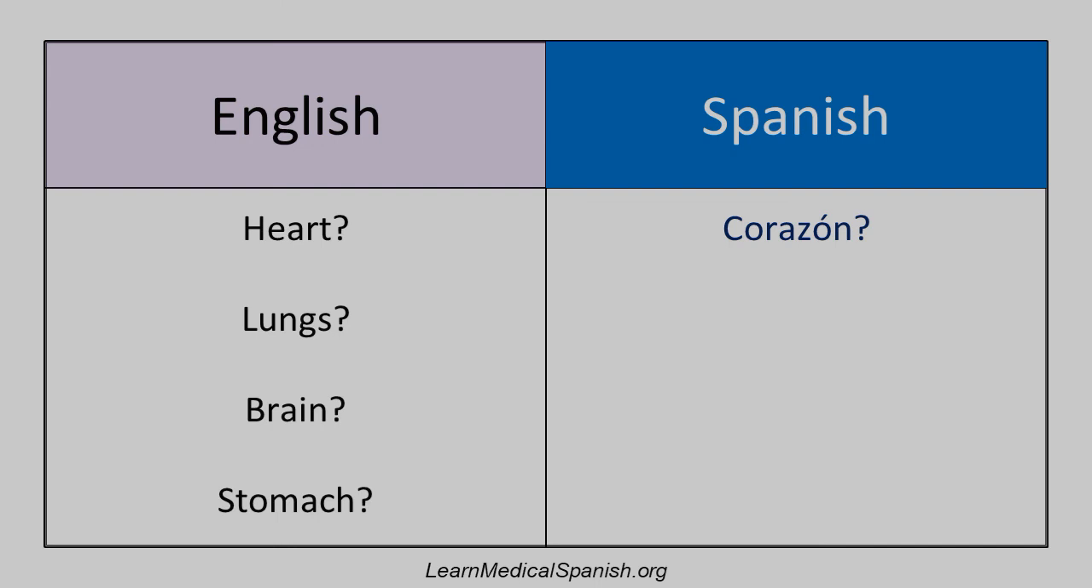Lungs, pulmones. Brain. And you could clarify, but this is just, have they had brain problems? Yeah, brain. Cerebro. Stomach. Estómago.